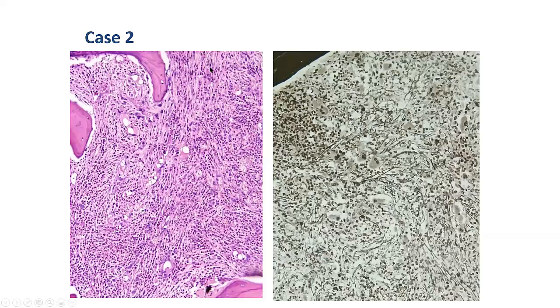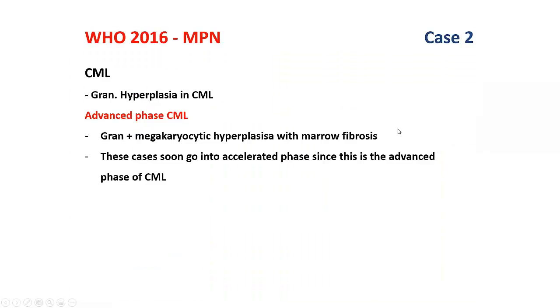Now, in some cases you find streaming is very, very obvious, as you can see here. Tremendous granulocytic hyperplasia, megakaryocytic hyperplasia is focal. But what is clinching is this reticulin fibrosis throughout the marrow and the dwarf megakaryocytes. So we know that WHO has given that CML is a granulocytic hyperplasia, but in advanced phases, we find granulocytic and megakaryocytic hyperplasia with myelofibrosis. And these cases soon go into accelerated phase, what we call the advanced phase of CML.